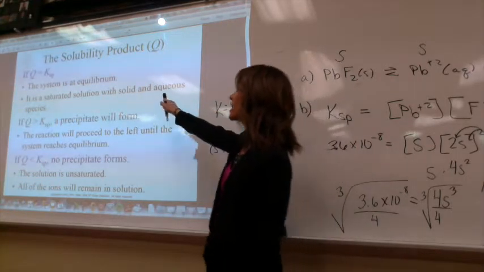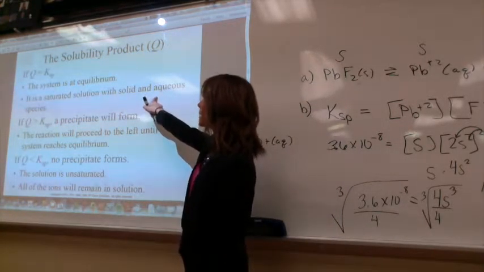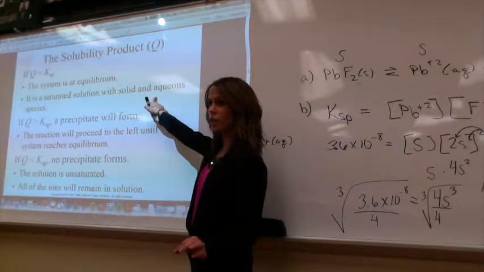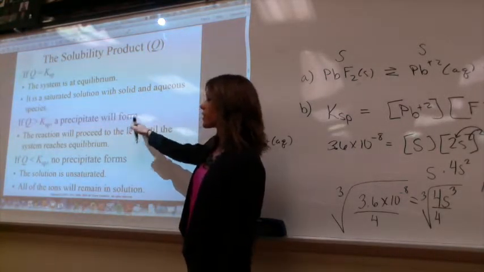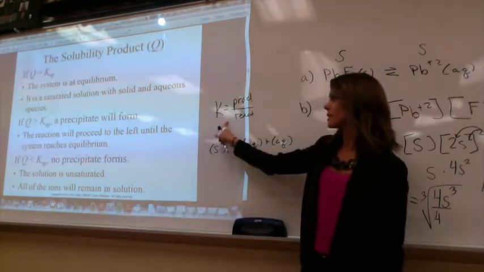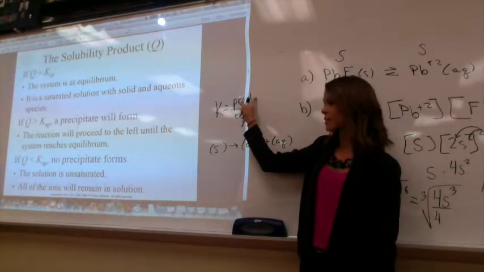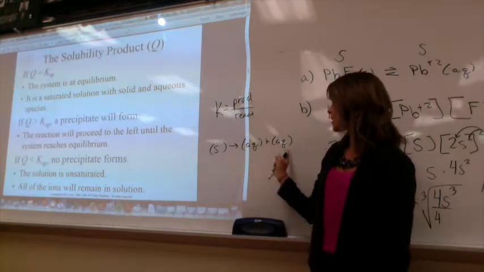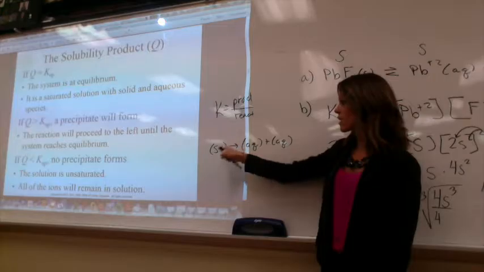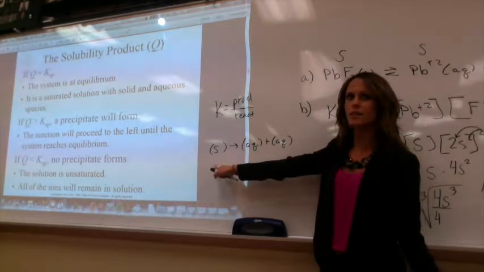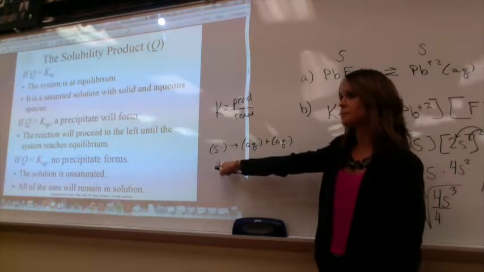All right, so let's evaluate each of these. If Q is equal to K for a saturated solution, then you're at equilibrium. If Q is greater than K, what is too big? A product, right? We just discussed this. If products are too big, look what your products are. They're your ions. So if products are too big, it has to drive back to make reactants. What's your reactant? A solid, so a precipitate will form.